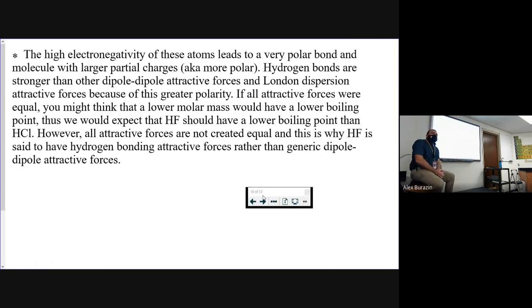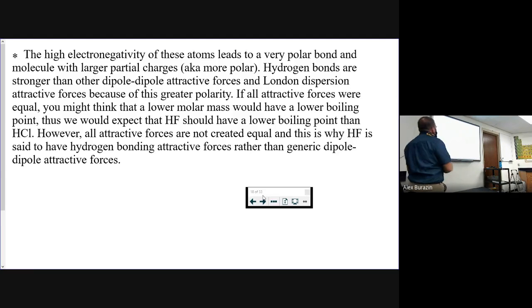So the high electronegativity of these atoms leads to a very polar bond. When I say very polar, I mean the electrons are not even remotely shared equally. If you have a hydrogen bonded to a fluorine, the electrons are very much pulled towards the fluorine because of its high electronegativity. As a result of that, you get hydrogen bonding.